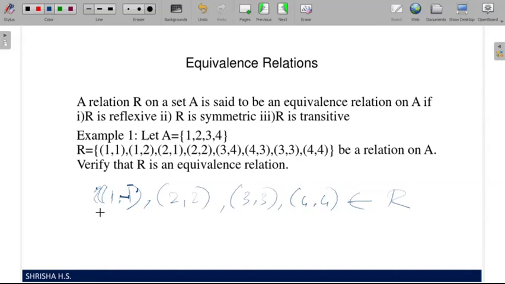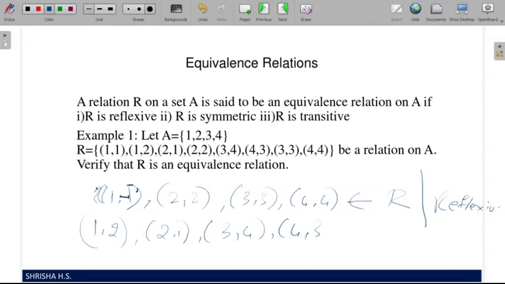Not only that, let's check whether it is symmetric or not. So 1 comma 2, 2 comma 1, 3 comma 4, and 4 comma 3, which belong to R. So therefore it is a symmetric relation. So remember, what is a symmetric relation? If A comma B belongs to R, then B comma A also belongs to R.